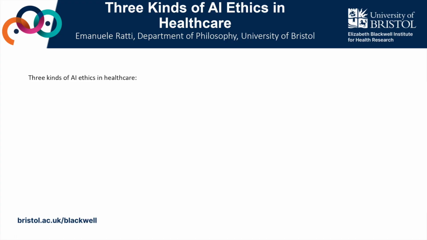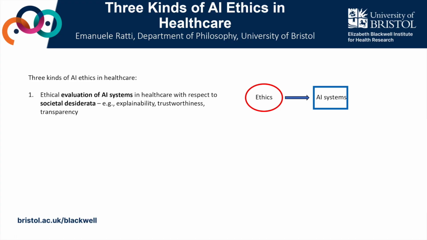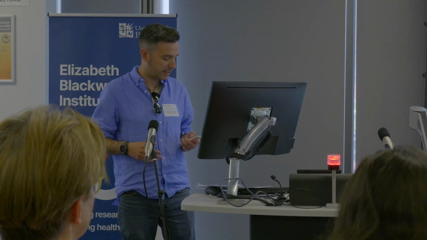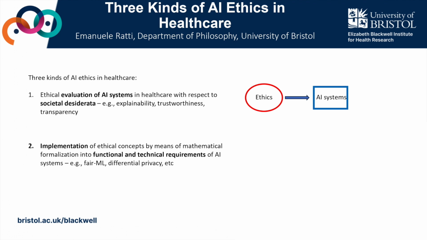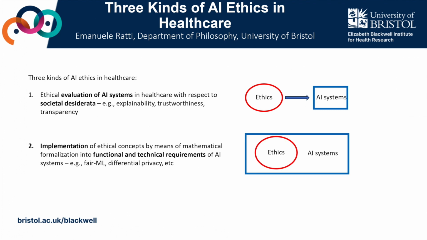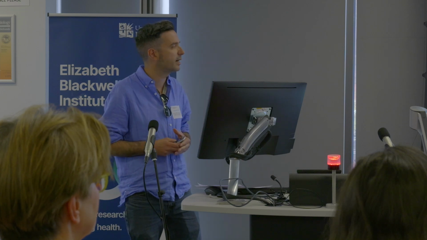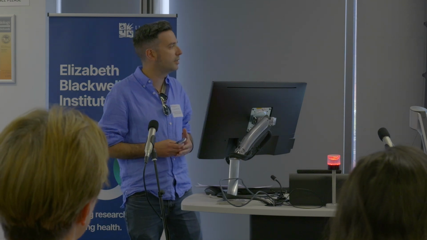I think that there are three kinds of AI ethics in healthcare. The first one is an approach that takes a number of societal and normative desiderata of political and ethical nature, and then provides an evaluation of AI systems from the point of view of those normative commitments. The debates on explainability, trustworthiness, transparency and safety are an example of this. Second, it conceptualizes AI ethics more as a technical and engineering discipline, where ethical concepts are formalized and implemented as technical and design requirements of AI systems, like the debate on fairness in machine learning, and ethics is literally inside the AI systems.